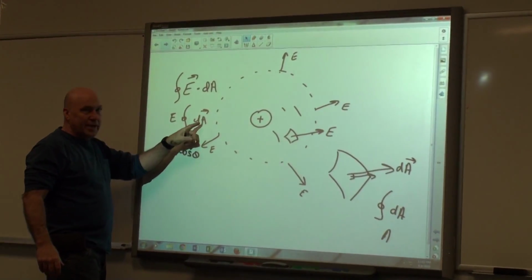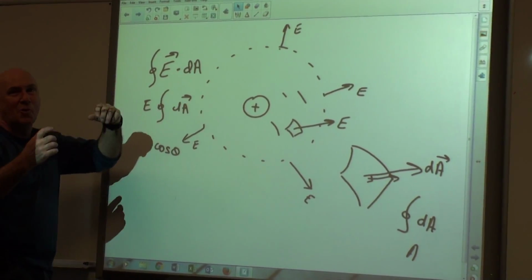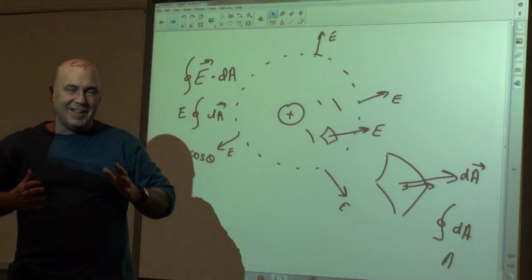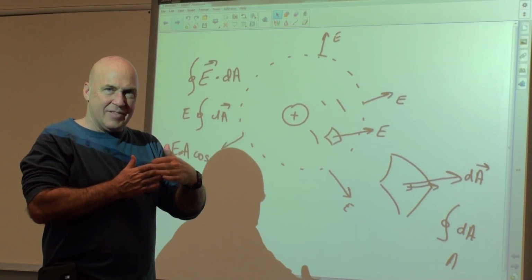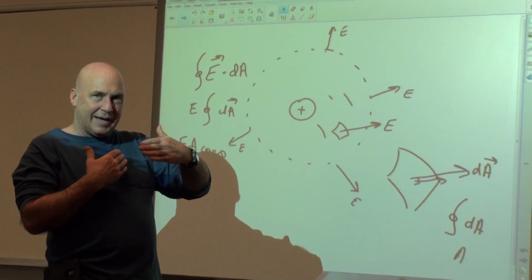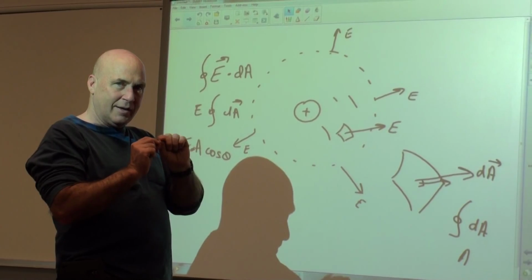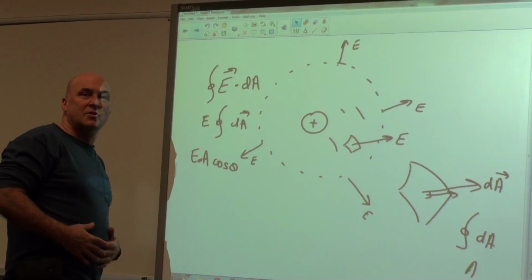If you integrate dA, you get A, if the dot product can go away, yes. So I want a surface where the electric field is parallel to this dA, this normal vector arrow pointing from the surface. In other words, I get the maximum flux through that little dA. All right? When you can get that to happen, that's when you use Gauss's law.